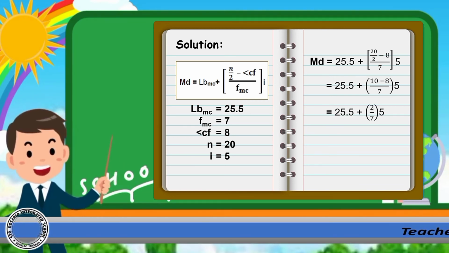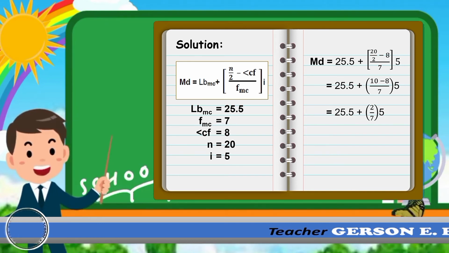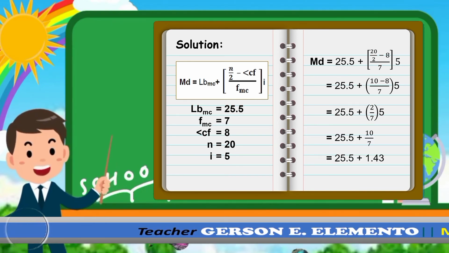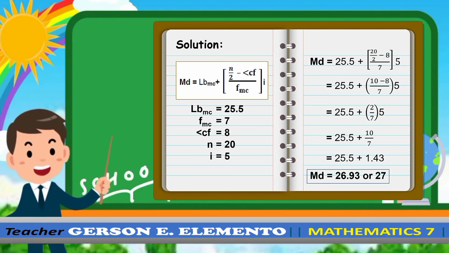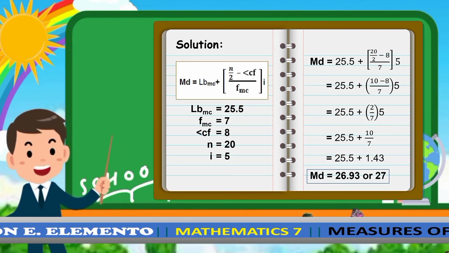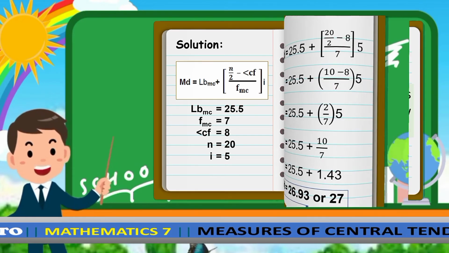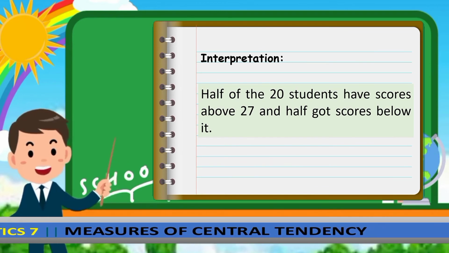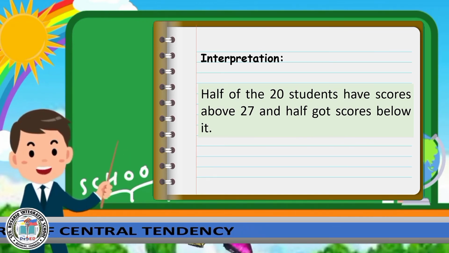So we get 25.5 plus 1.43. The median is 26.93 or 27. Here is our interpretation. Half of the 20 students have scores above 27, and half got scores below it.